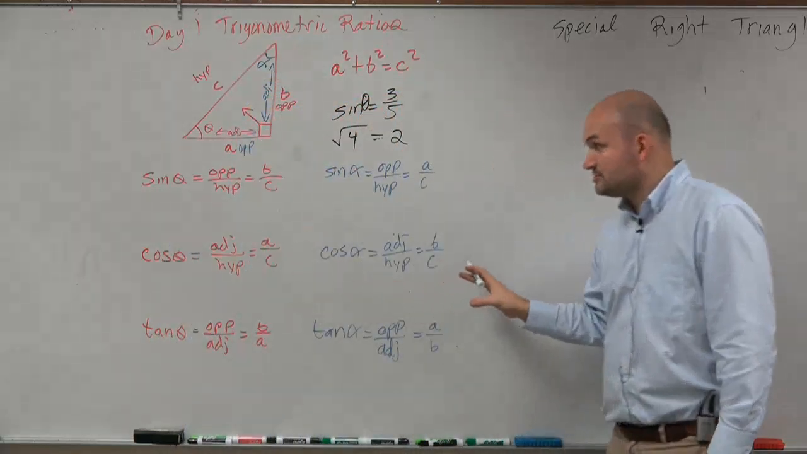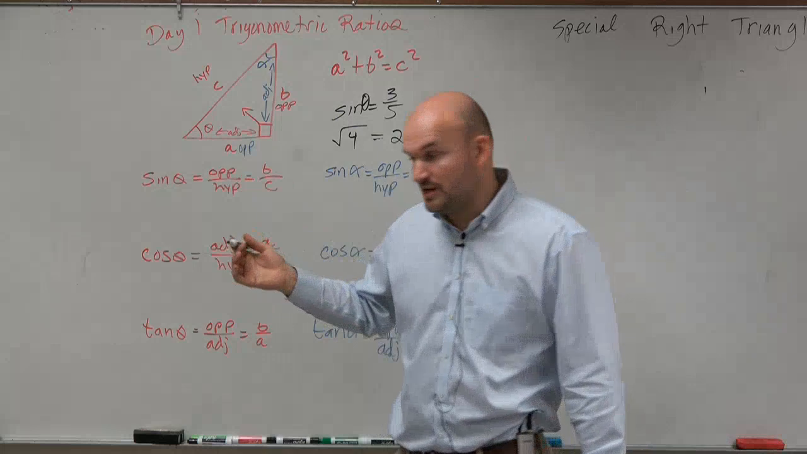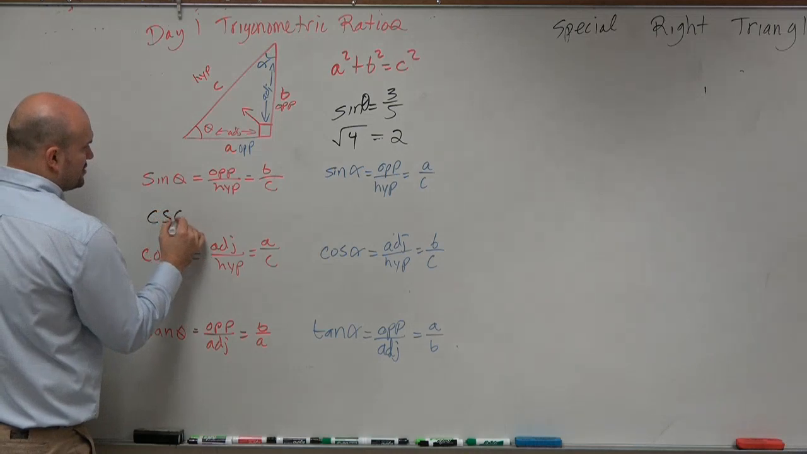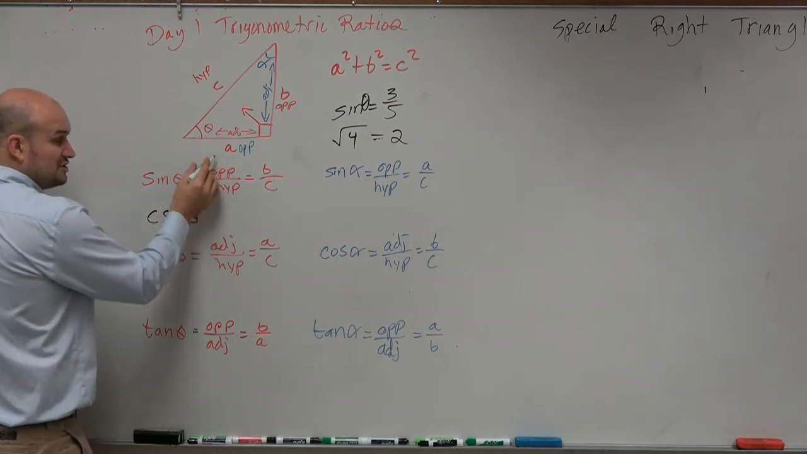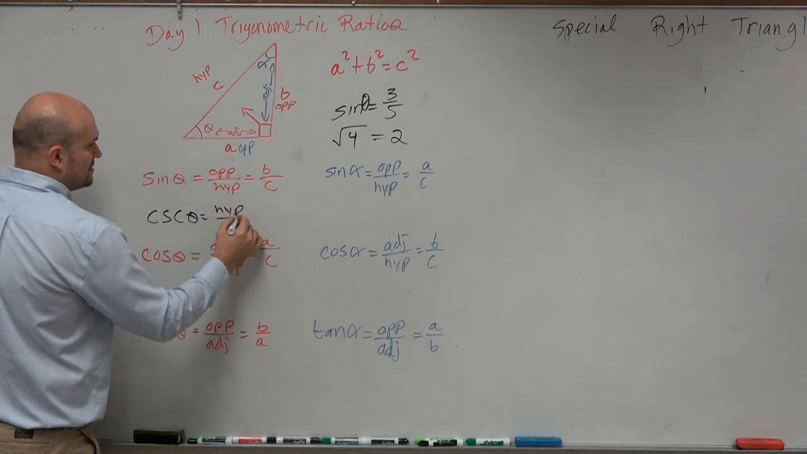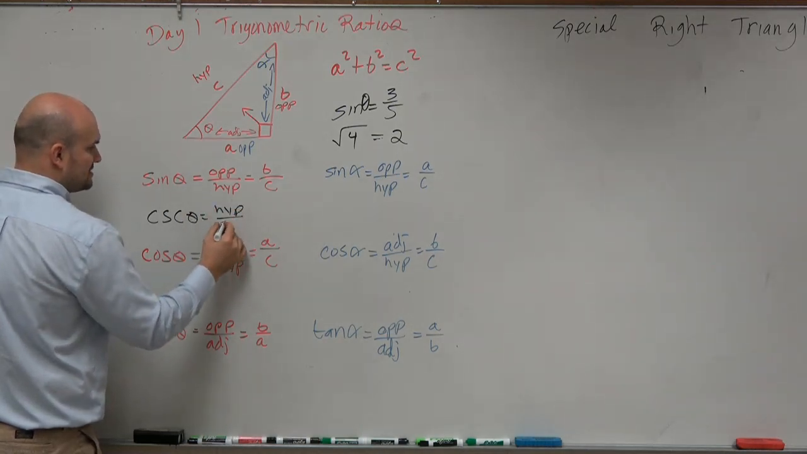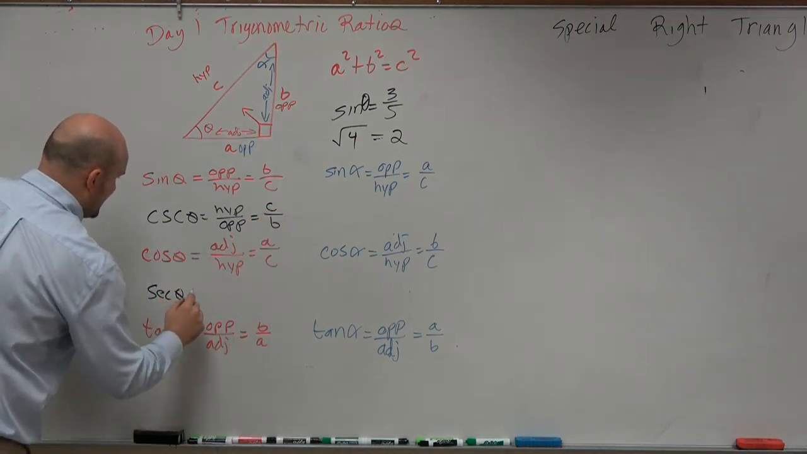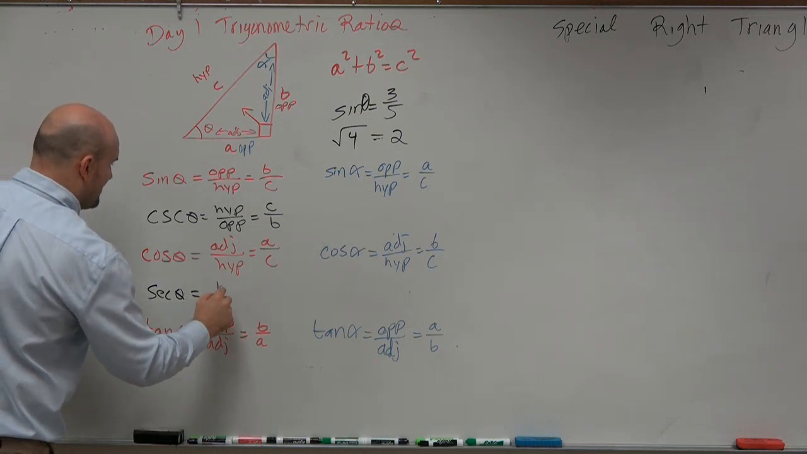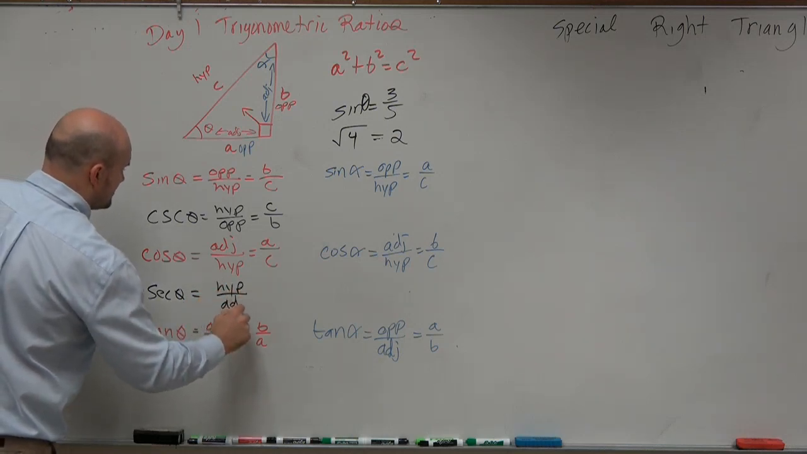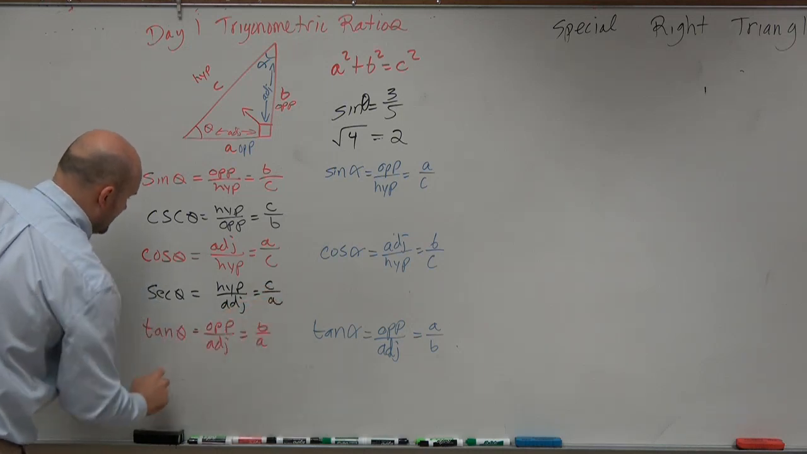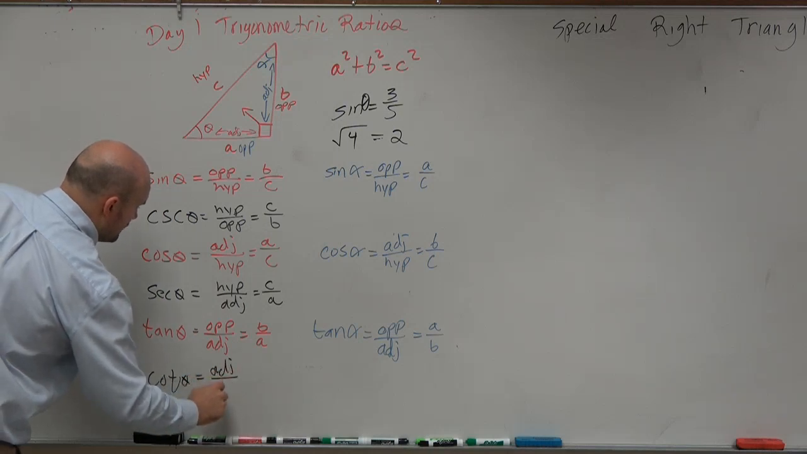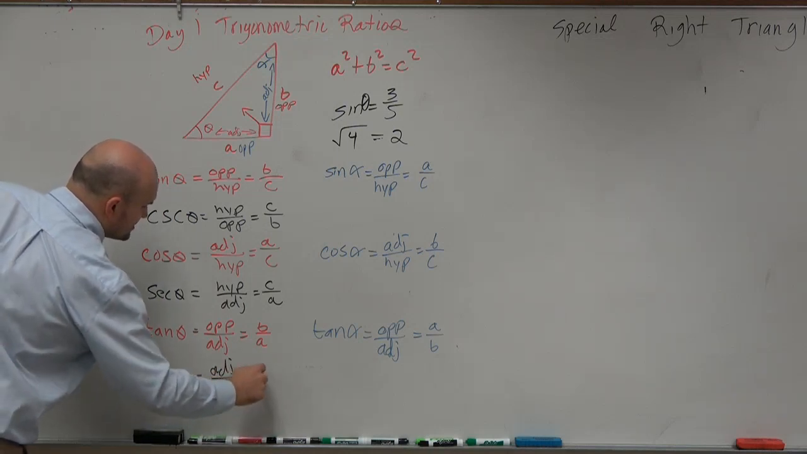All right. So the 3 trigonometric ratios. Then we have what we call the reciprocal ratios, which I'm only going to do for theta, just because it's redundant. So we have the cosecant of theta, which is just the reciprocal of sine, which is the hypotenuse over the opposite. So that's just going to be c over b. Then we have the secant of theta, which is going to be the hypotenuse over the adjacent, which is c over a. And then we have the cotangent of theta, which is equal to the adjacent over opposite, which is a over b.